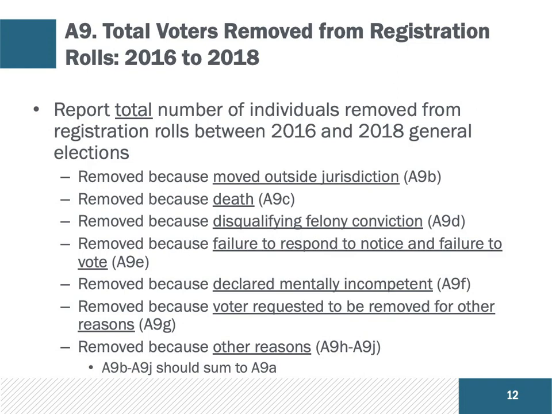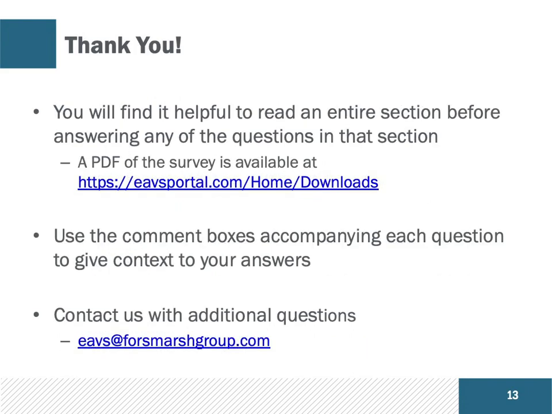We appreciate you taking the time to watch this video. We encourage you to carefully read through each section before answering any of the questions to ensure you're accurately reporting your jurisdiction's data. The easiest way to view the survey and its instructions is to access the PDF version of the 2018 survey on the Downloads page of the EAVS portal. We also encourage you to use the comment boxes for each question to provide us with additional information and context. This will help us analyze and report your data accurately.